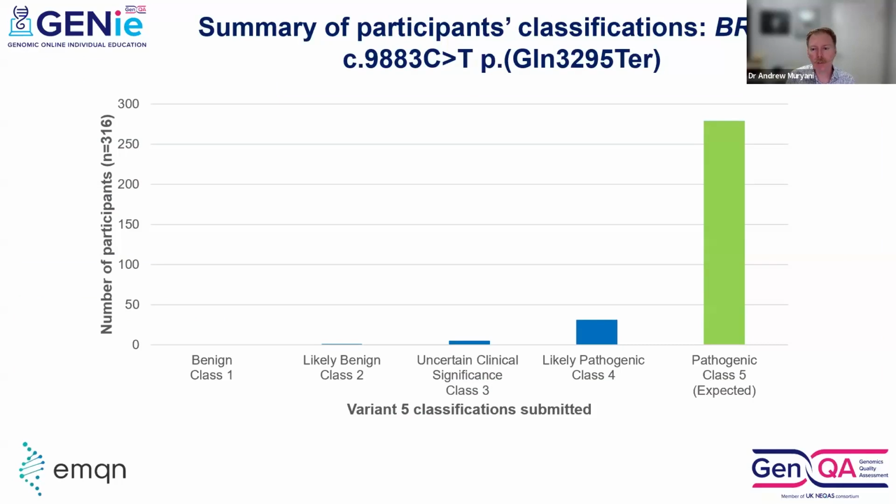So the majority of participants did classify this as expected as class 5, with some also getting to class 4 and a couple also as class 3 or uncertain significance. Next slide, please.